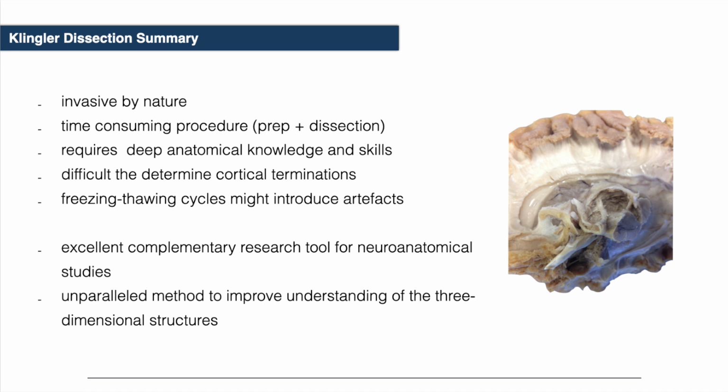So, what do we need to know about Klingler dissections? It's obviously an invasive method, and that means it's a post-mortem method. So obviously you use it in specimens, not in living human brains, but also it's destructive because you peel away the cortex, you peel away the white matter. So if you make an error, there's no going back, right? You destroyed the specimen at that point. That also makes it very time consuming because before you cut, you have to think.